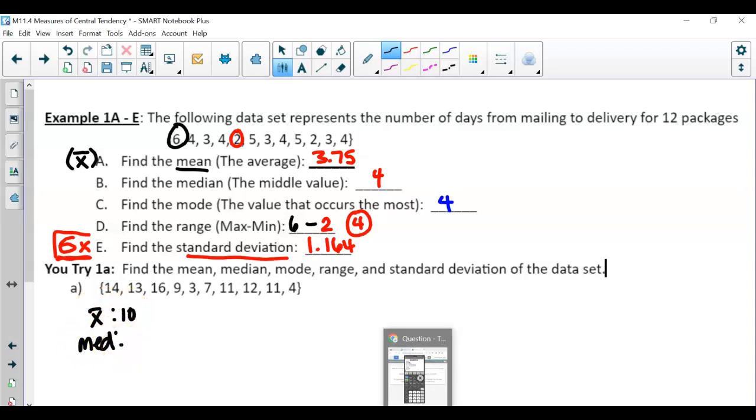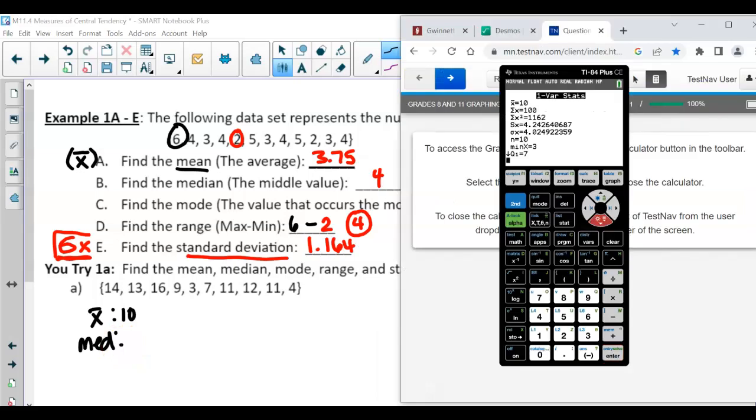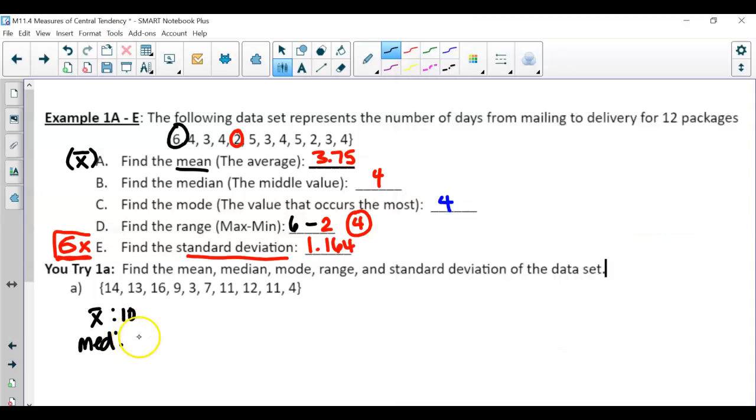The median, so go back, the median, so arrow down, boom, here it is. Median was 11. That's the middle value when you put the numbers in order from least to greatest. The mode, now that's the value that occurs the most. Now I see 11 has been repeated.